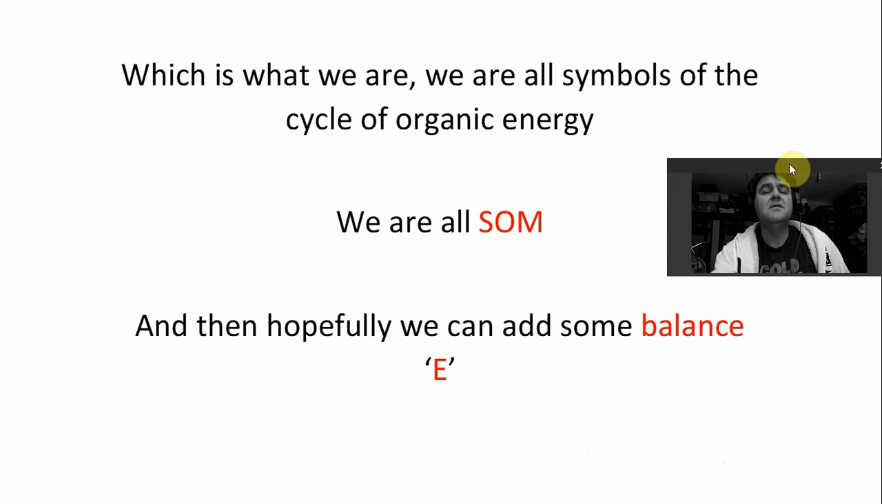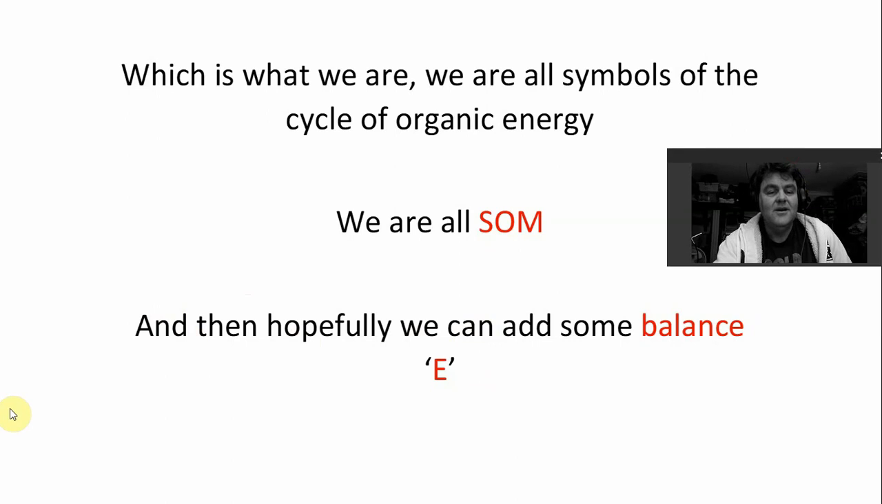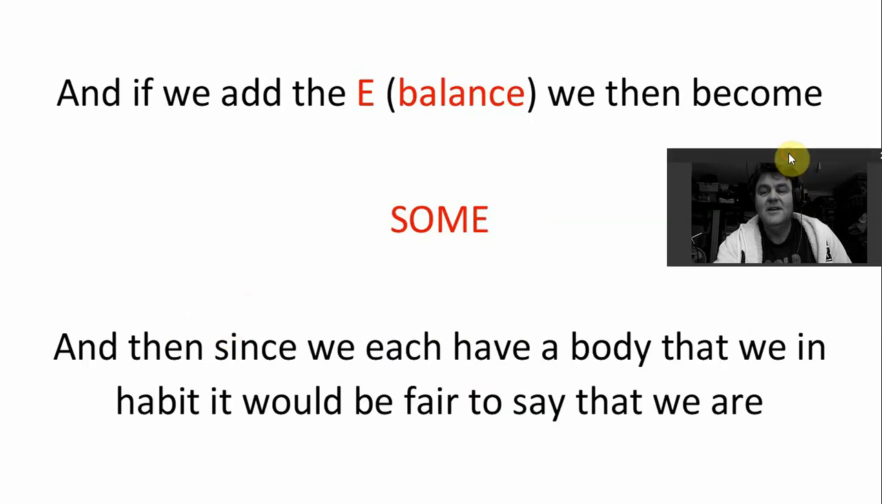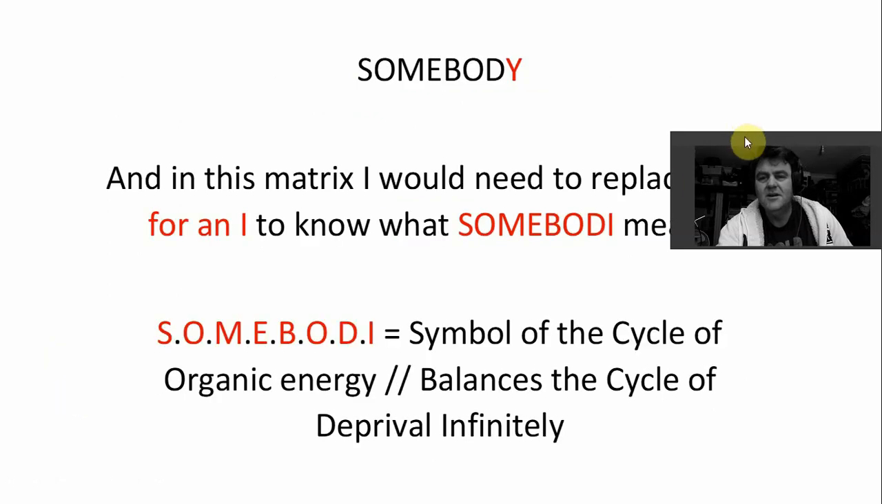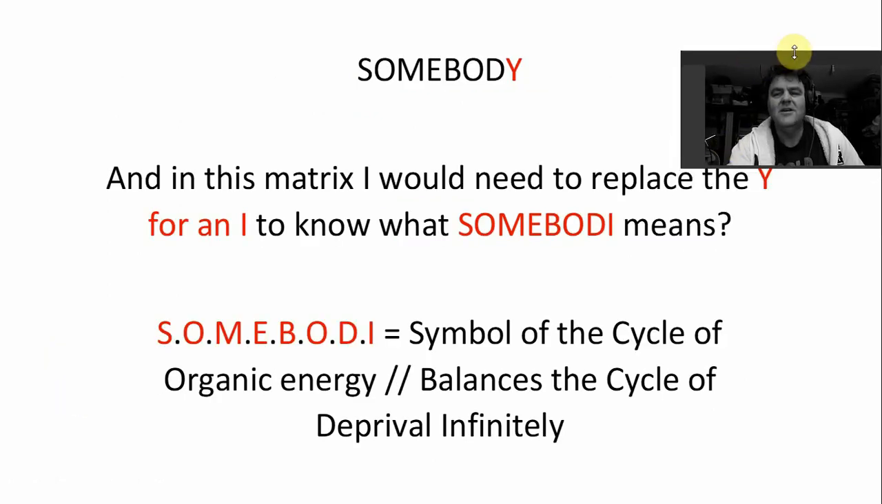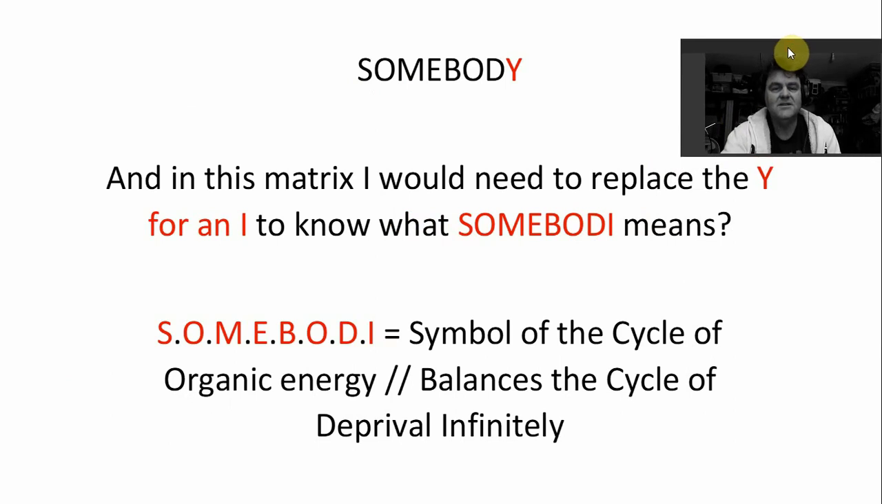Okay, so again, that's what we are, all right? We're symbols of the cycle of organic energy, and that means we are all SOM. And then if we add some balance with the E, we would end up being SOME, symbols of the cycle of organic energy in balance. Right? And then each of us has a body that we're in, so it'd be fair to say then that we are, drum roll, somebody. Right, and in this matrix, I need to replace the Y for an I.